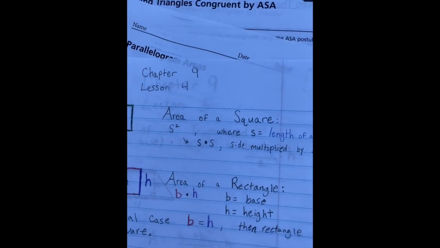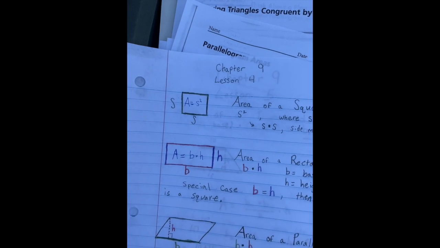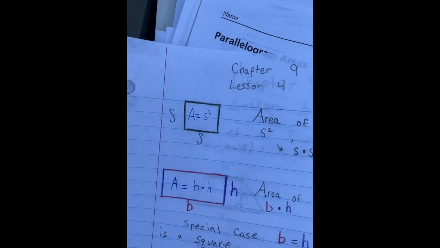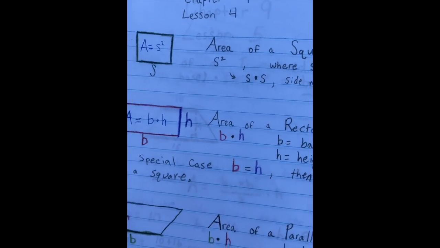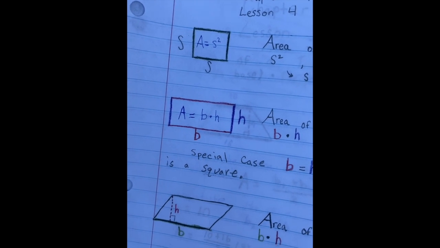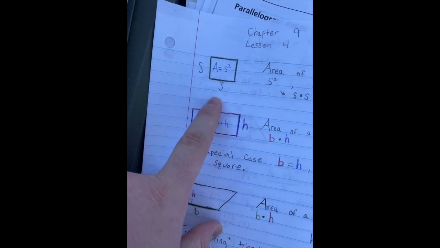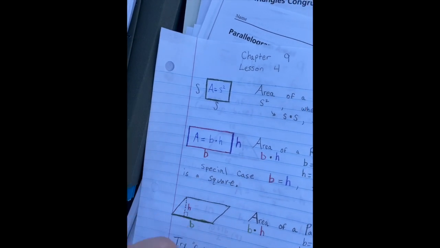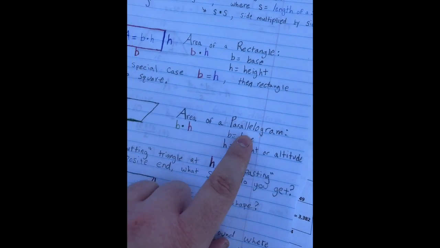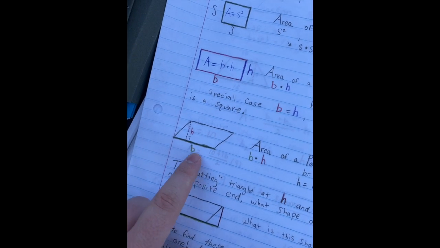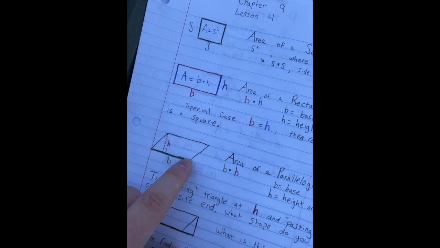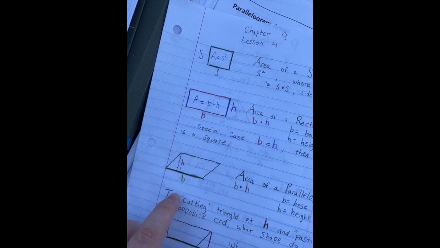Area has a different formula for each type of shape. Square has its own formula, which is area equals s squared. Area of a rectangle is base times height, so base multiplied by height, where s squared is s times s. Parallelogram, that is the same formula as rectangle, which is base times height.